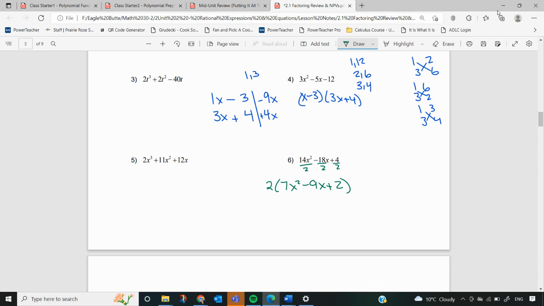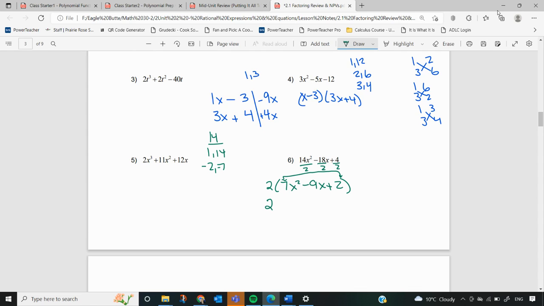For decomposition, I'm looking at numbers that have a product of the product of those two coefficients. So 7 times 2 is 14. My factors of 14: 1 and 14, 2 and 7, and those would be all I have. I want a sum or difference of negative 9, so that would be negative 2 and 7. So I keep that 2. It's going to follow me along all the way.